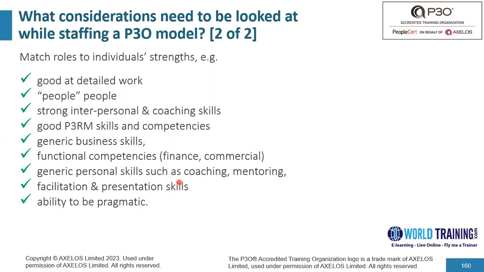It's good to look into ideas such as, is the individual good at detailed work? Is the person a people person? Are there strong interpersonal and coaching skills in this individual? Does the person carry good P3RM skills and competences? Does he or she have good generic business skills, functional competencies in finance and in procurement and commerce? Generic personal skills such as coaching and mentoring, facilitation skills and presentation skills, ability to be pragmatic. These are some of the considerations that we might want to look at while staffing a P3O model.